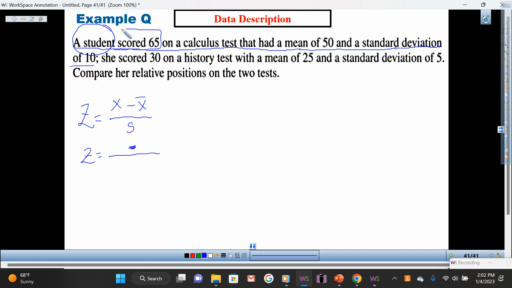So what is the given value or the given score? 65, that's X. What is the mean? It says here that the mean is what? 50. And our standard deviation for the sample is 10. Therefore, Z equals 15 divided by 10, and that gives us 1.5. Okay, so let's write calculus.